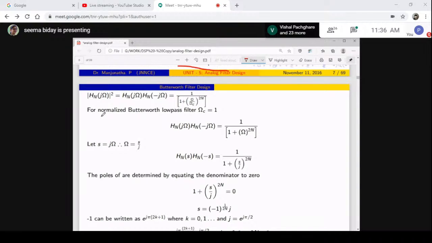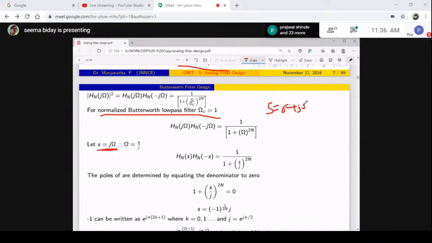Now for the normalized low pass filter, omega c equal to 1 radian per second, right? That is called a normalized Butterworth filter. So now keep this value as 1. You will get it like this, right? Now let s equal to j omega. We know, what is the formula for Laplace? Yes, the Laplace variable s is equal to sigma plus j omega, right?